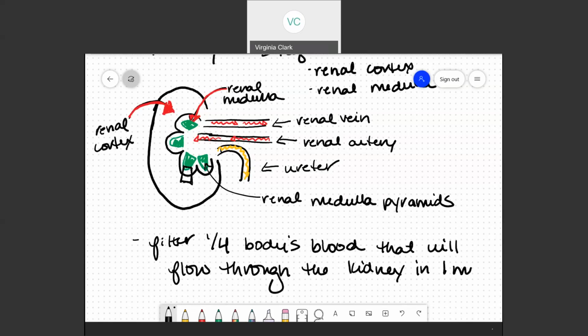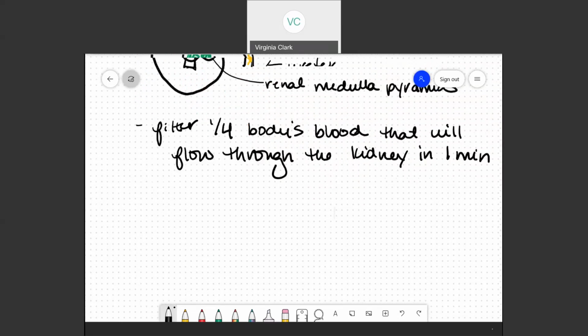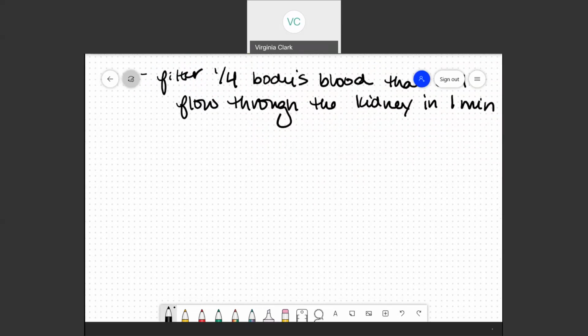So in 1 minute, 1/4 of your body's blood will flow through this artery and out this vein and get filtered by the kidney. So that means that's a ton of work that your kidneys are going to need to be doing, essentially every 4 minutes. Your entire blood supply will get filtered at some point.